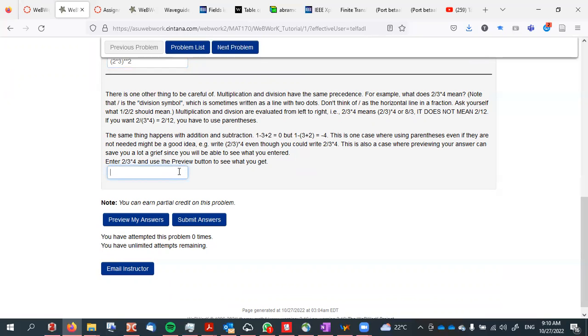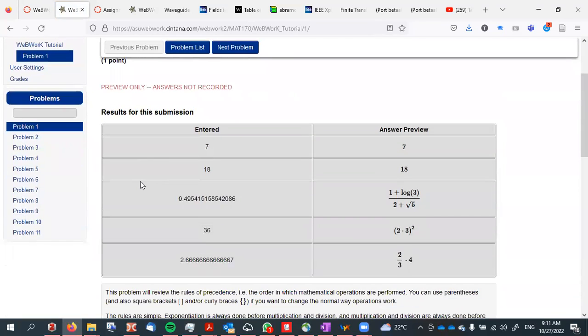Here, the computer will evaluate this expression according to the rule. It will be like 8 over 3. Oh, sorry, not 8 over 3. It will be, yeah, 8 over 3. Let's see the preview, the answer of all the parts that we answered right now. Here is the answer. This is what we entered, and this is the interpretation of the computer. This is the one we entered, and this is the result. So 7 is 7, 18 is 18.